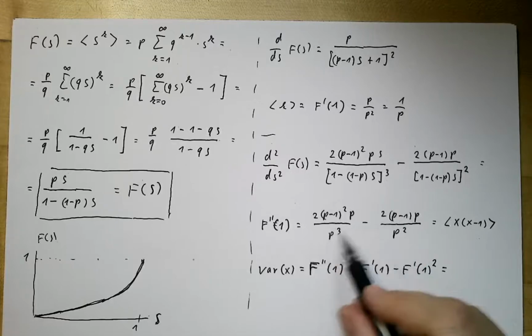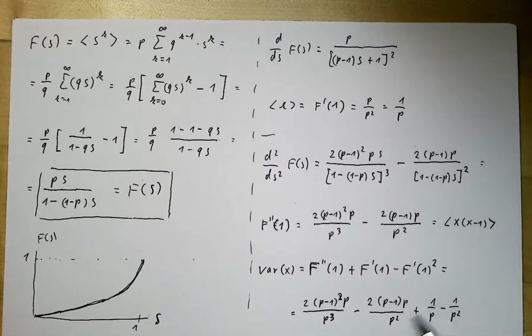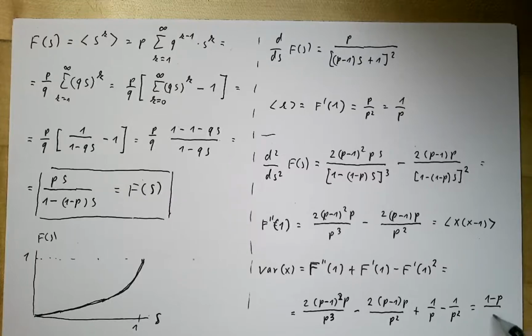So now we take this here, and again I made a shortcut. We have this here, and then we add the derivative, that was the mean, and then we subtract the mean squared. So we have this expression, and then you put this all on the same denominator, and you can shorten a lot. Magically this all simplifies, and we end up with 1 minus p over p squared. So that's the variance of the geometric distribution.